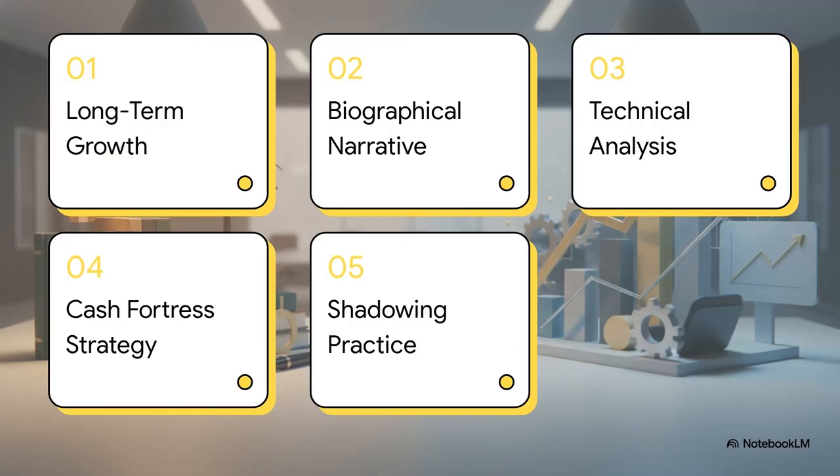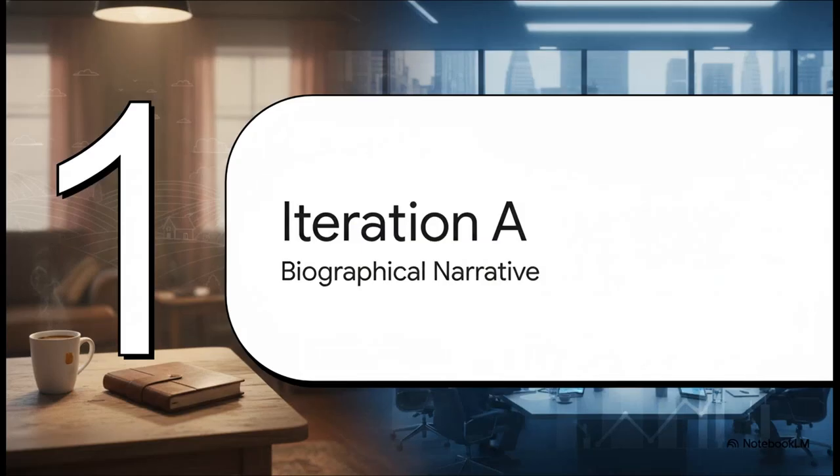So, here's our quick roadmap for today. We'll start with the philosophy of long-term growth, move into iteration A, which is the biographical narrative, then iteration B for the technical analysis, explore the cash fortress strategy, and finally, we'll wrap up with a dual iterative shadowing practice. All right, Section 1, Iteration A, Biographical Narrative.